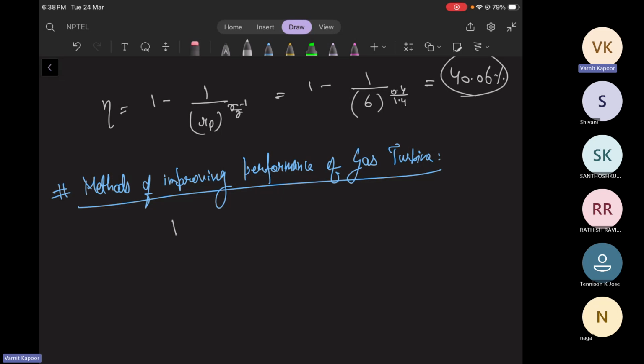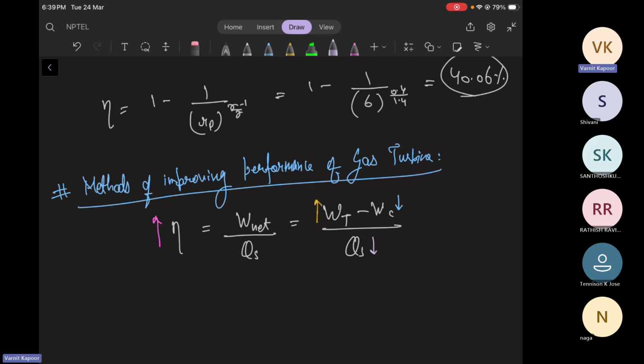We know that efficiency is nothing but net work by net heat supplied. Efficiency is nothing but net work to that of Q supplied. And net work is nothing but work by turbine minus work by compressor, because the turbine is a work producing device and the compressor is a work accepting device. So efficiency can be increased when either you increase the work by the turbine, or you decrease the work by the compressor, or you decrease the heat supplied. There are three different ways.